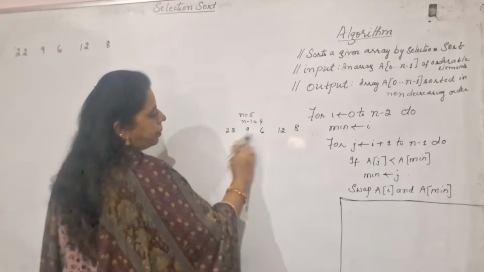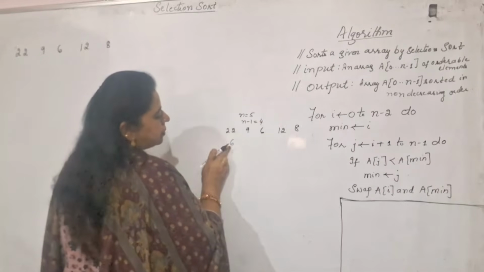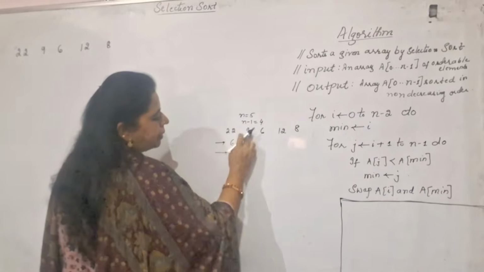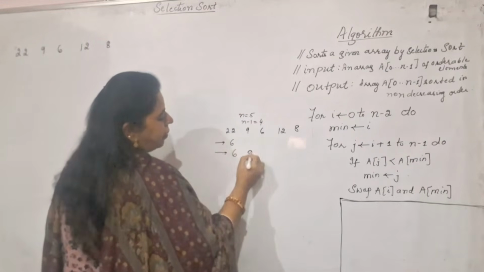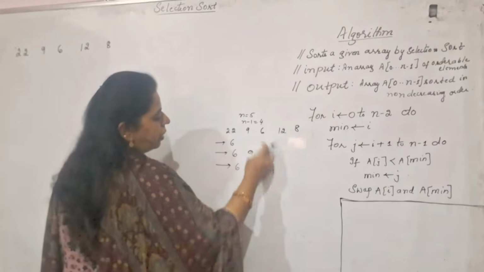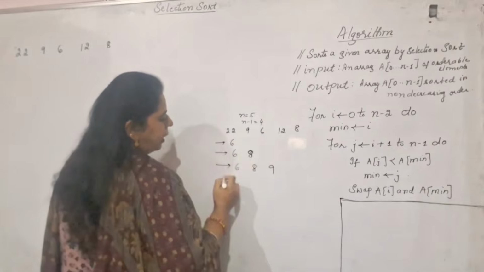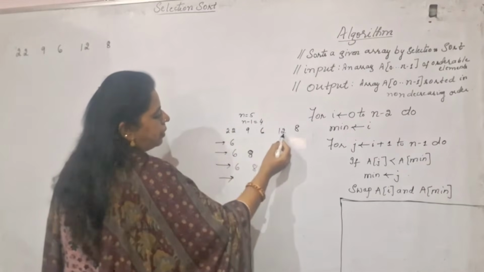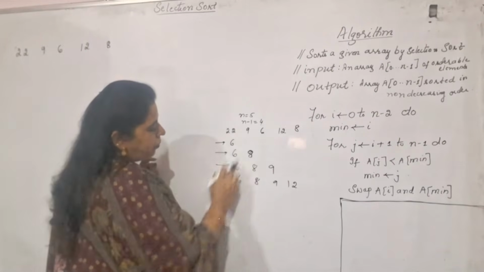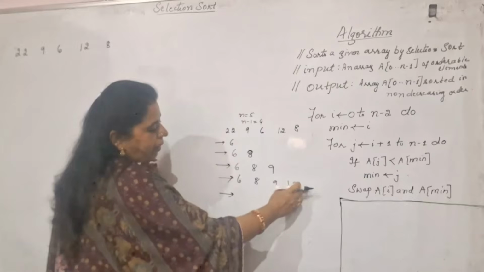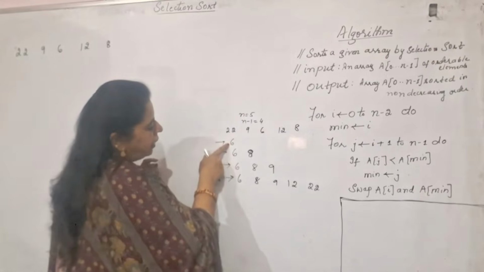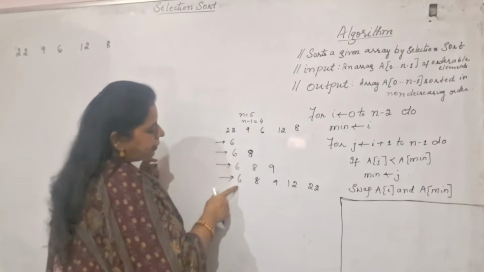At the end of the first pass, the minimum element, 6, will come in the first position. At the end of the second pass, the second element, that is 8, will come in the second position. At the end of the third pass, 9 will occupy its position, and at the end of the fourth pass, the element 12 will take its place. So only one element is remaining. By default, it will occupy its position. This is the situation at the end of the first pass, second pass, third pass and fourth pass.